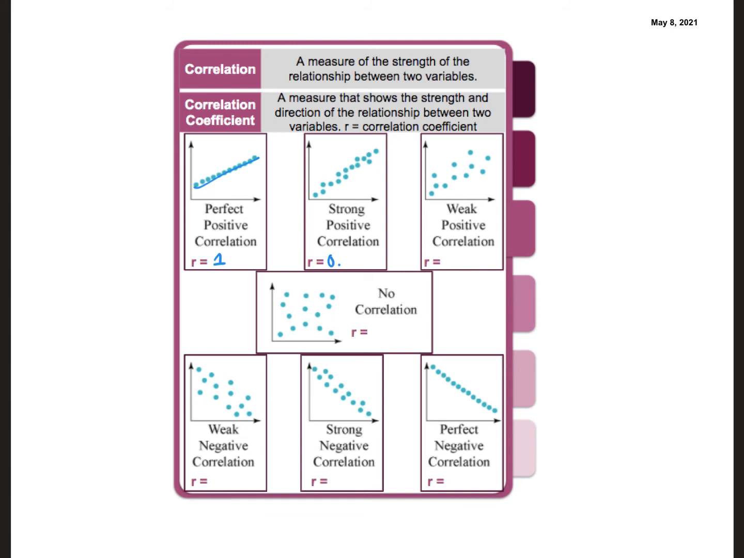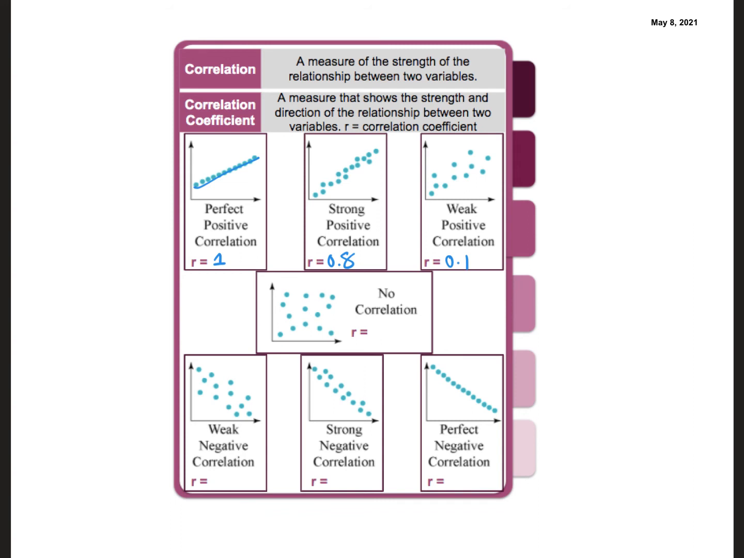And then your weak positive correlation, your dots are generally headed in that positive direction, but they're really spread out. This will be a decimal again, but a lower number. So maybe it's like 0.1. That would be a weak positive correlation. Essentially, the closer to positive 1 you are, the stronger the correlation. The closer to 0 you are, the weaker the correlation.